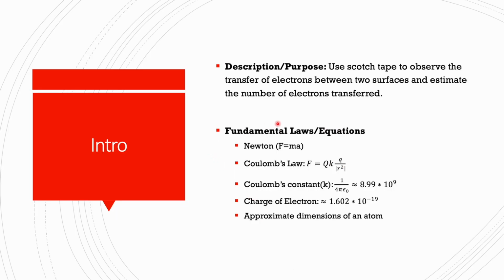For the introduction, we use Scotch tape to observe the transfer of electrons between two surfaces and estimate the number of electrons transferred. For our fundamental laws and equations, we used Newton's force equals mass times acceleration, Coulomb's law, and a couple of constants: Coulomb's constant K, which is 1 over 4 pi epsilon naught, and the charge of one electron. We also use the approximate dimensions of one atom.